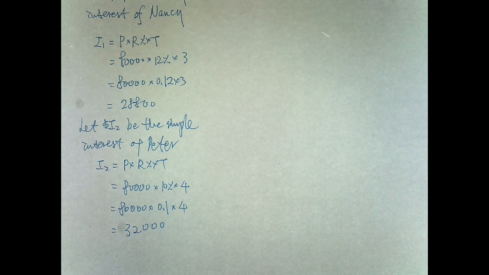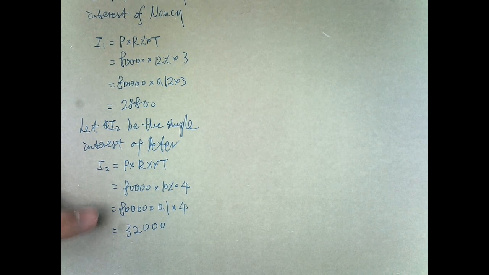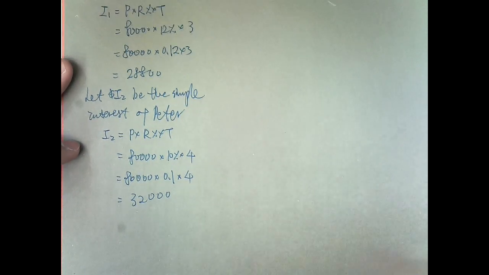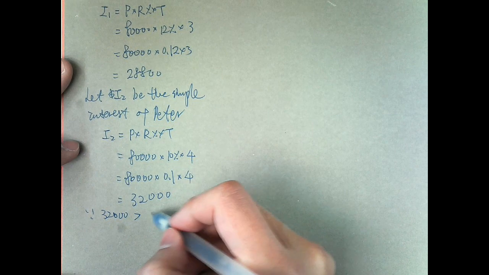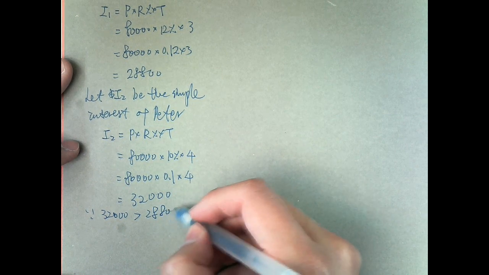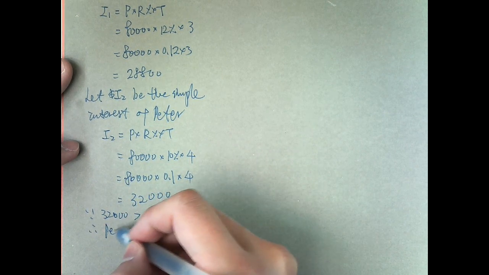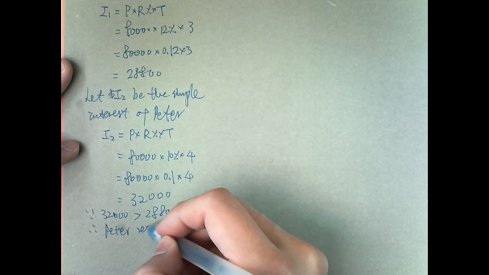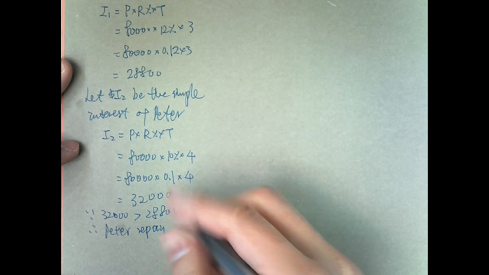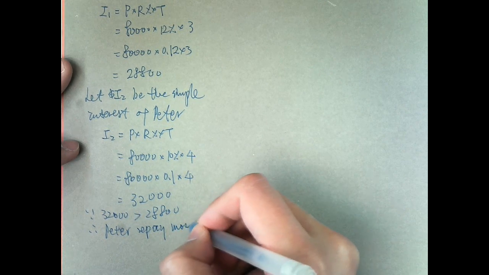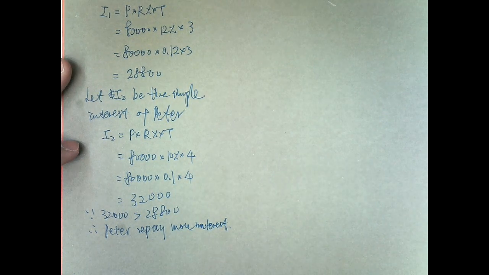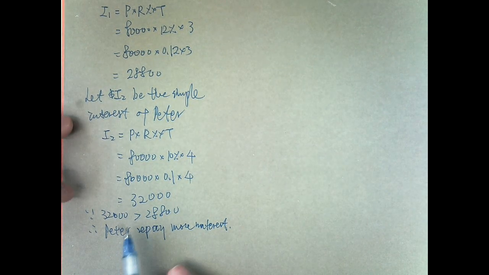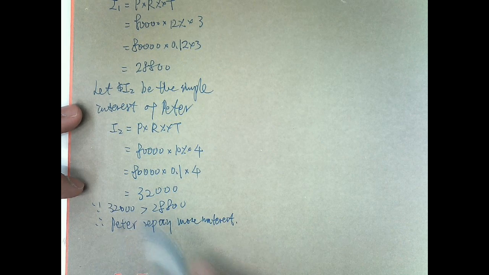So who repay more interest? It should be Peter, right? So how to write? You just write because 32,000 greater than 28,800. So Peter repay more interest. So by how much? I mean, by how much is the difference? Understand?